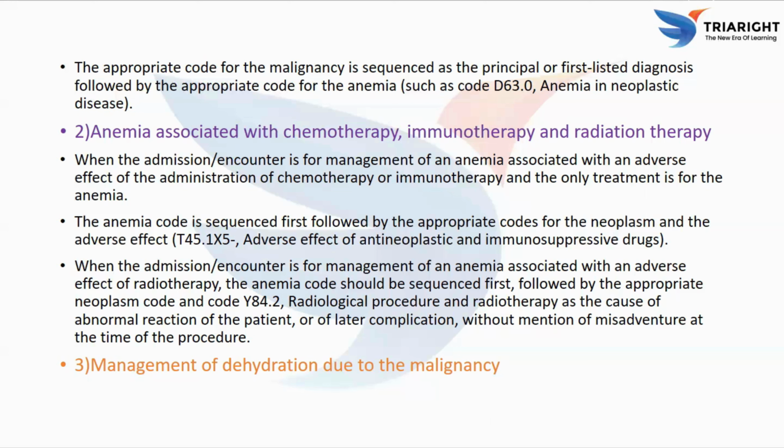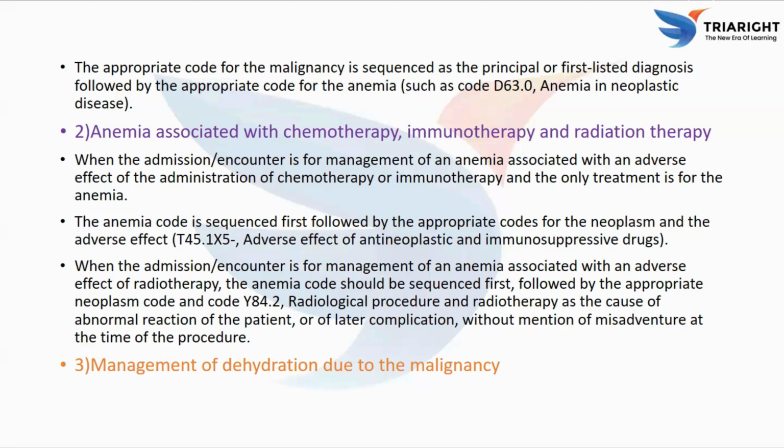So D64.81 is assigned for anemia due to antineoplastic chemotherapy, and then the C code for the underlying malignancy, and then at last T45.1X5. This is for adverse effect of antineoplastic and immunosuppressive drugs. So this is how you have to sequence the codes when anemia is associated with chemotherapy.